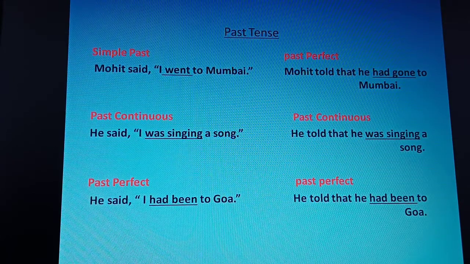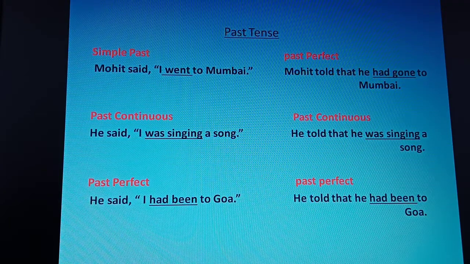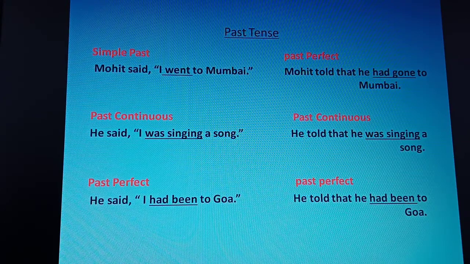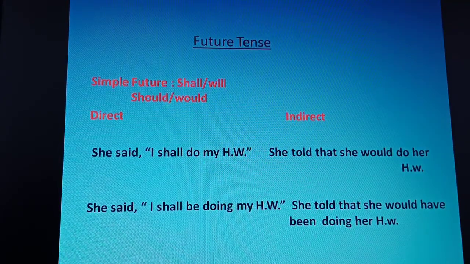One more example. My friend said, they had played football. Okay? What would be the past perfect? My friend told that they had been playing football. Past perfect. Clear? Let's move on to the next, future tense.